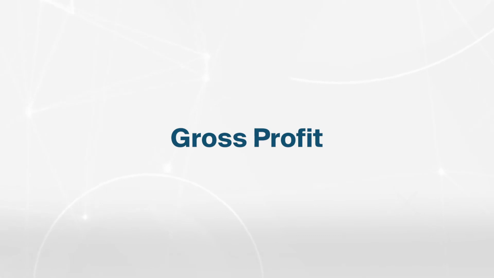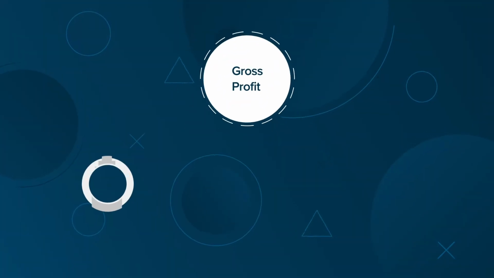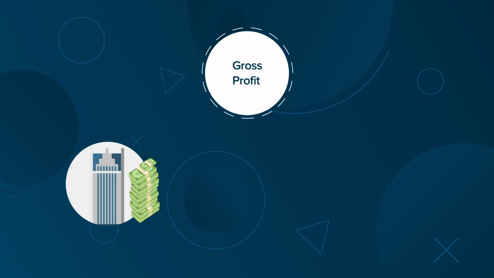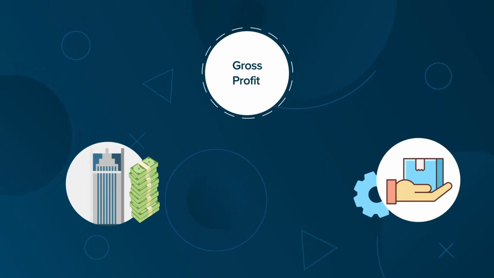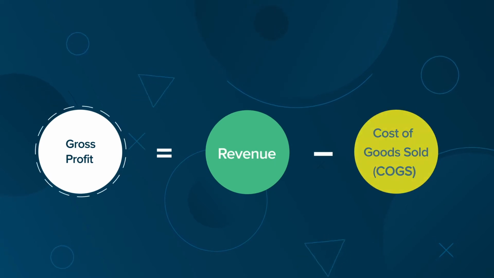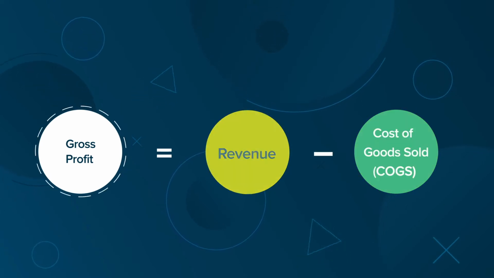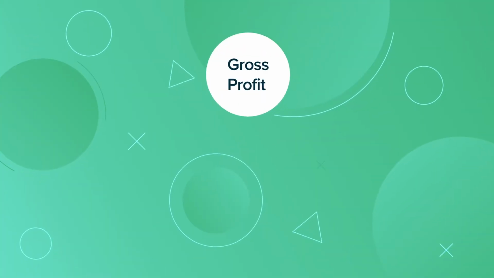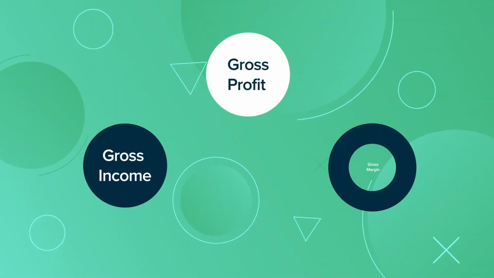In this lesson, we're going to cover gross profit. Gross profit is a company's profit after subtracting the costs directly linked to making and delivering its products and services. The formula for gross profit is calculated by subtracting the cost of goods sold, or COGS, from the company's revenue. Gross profit is often called gross income or gross margin.